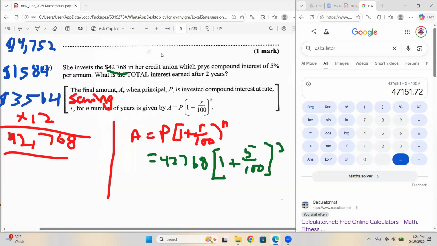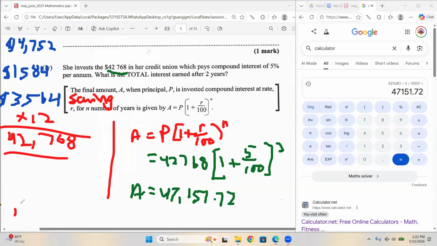Exactly what we need: the amount of money she would receive after 2 years, which is $47,151.72. Yeah, but what did they want really? What is the total interest? Okay, so we're not finished yet then. We just found the total amount of money she would receive.